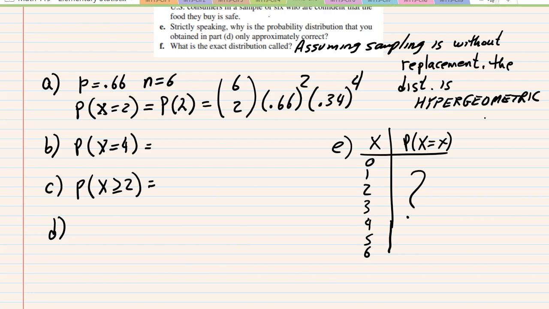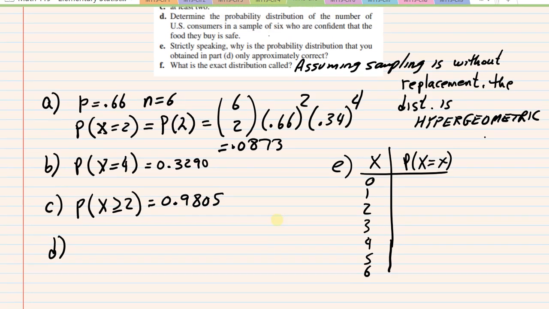Okay, so here we are. Now I can actually copy the numbers that I had earlier in here. We found the probability of 2 to be 0.0873, so this answer is 0.0873. Probability of 4 turned out to be 0.3290. And probability of at least 2, pretty high probability, 0.9805. And this is part D. I got my D's and E's mixed up, sorry.